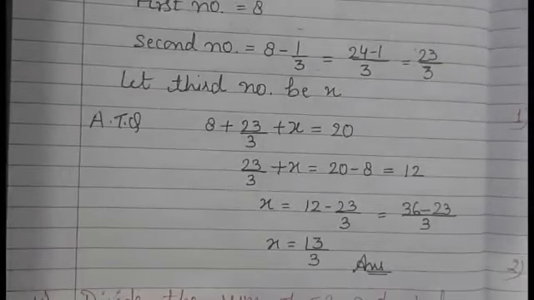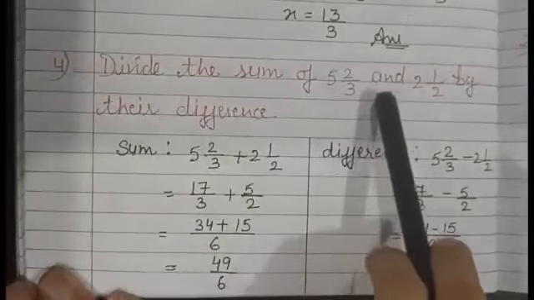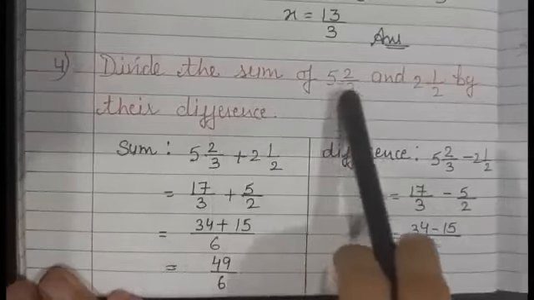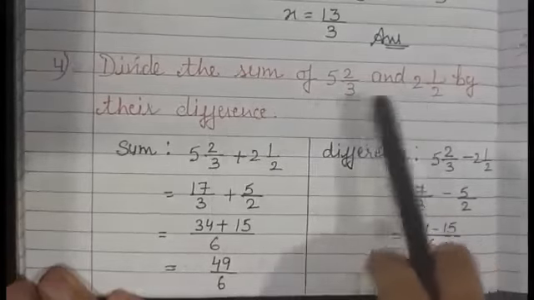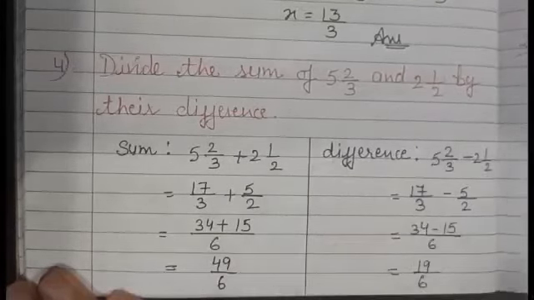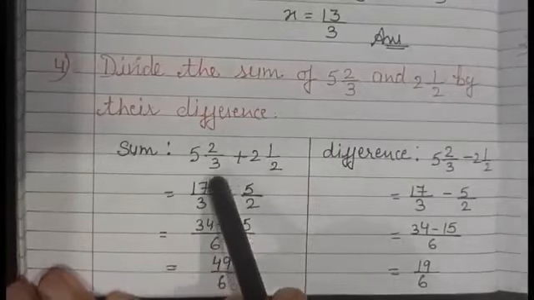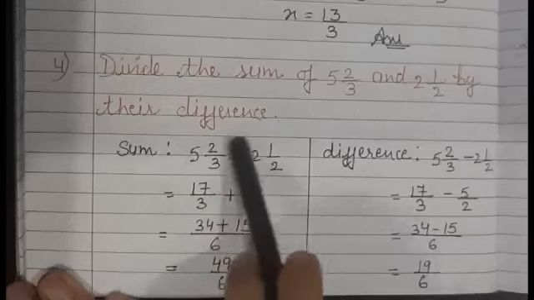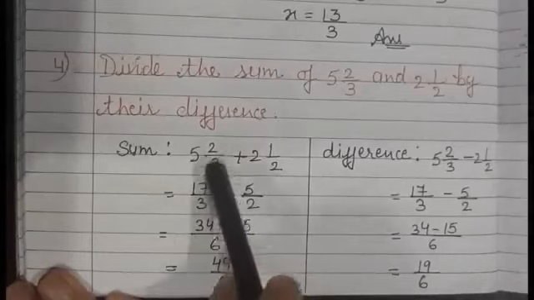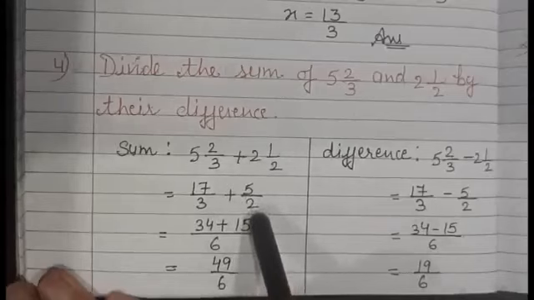Clear? Now sum number 4. Divide the sum of 5 whole 2 by 3 and 2 whole 1 by 2 by their difference. So first we have to find the sum of these two rational numbers, and then we have to find the difference of these two rational numbers, right? So first we will calculate the sum: 5 whole 2 by 3 plus 2 whole 1 by 2. Just convert these mixed fractions into improper fractions. 5 3s are 15, 15 plus 2, 17 by 3 plus 2 2s are 4 plus 1, 5 by 2.